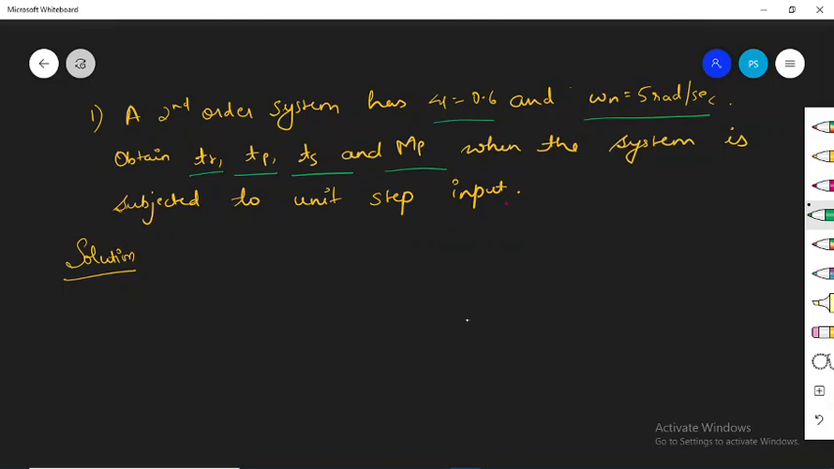Okay, so we know that the system is of the second order, and here we can see that the value of zeta is 0.6. So zeta is lying between 0 and 1, hence this is going to be an underdamped system. Also, we are given the value of omega n, and we have to find out these values.